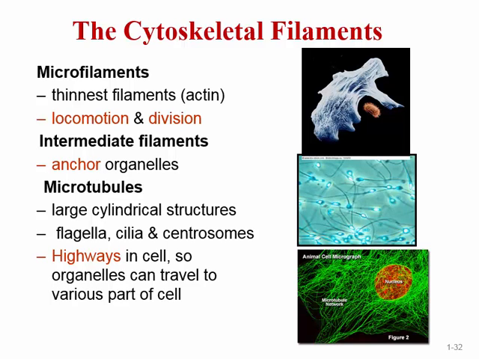Cytoskeleton. The cytoskeletal filaments, as the name indicates, are basically a skeleton of the cell. There is no bone there. They give the shape of the cell. They give the cell the ability to move. They allow things to move around.